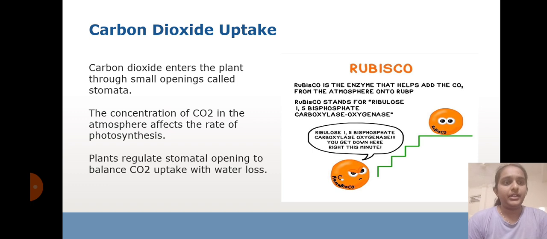Carbon dioxide uptake. Carbon dioxide enters the plant through small openings called stomata. Stomata are open during the daytime and close at the night time. The concentration of CO2 in the atmosphere affects the rate of photosynthesis. Plants regulate stomatal opening to balance CO2 uptake with water loss.